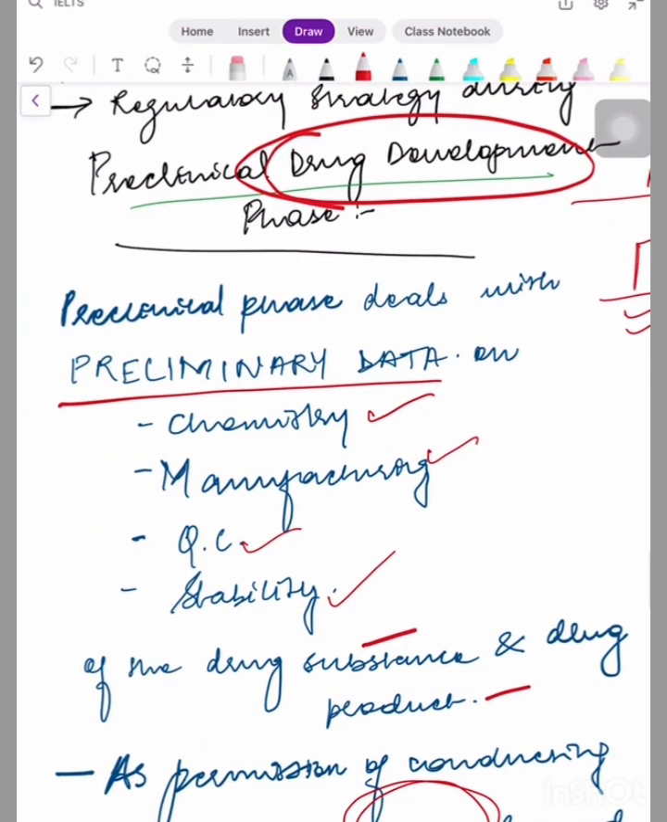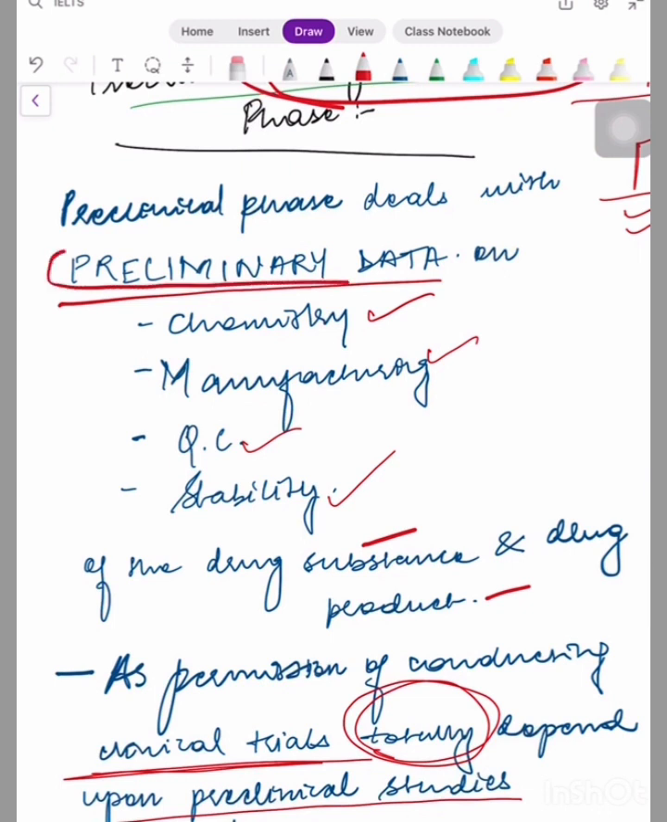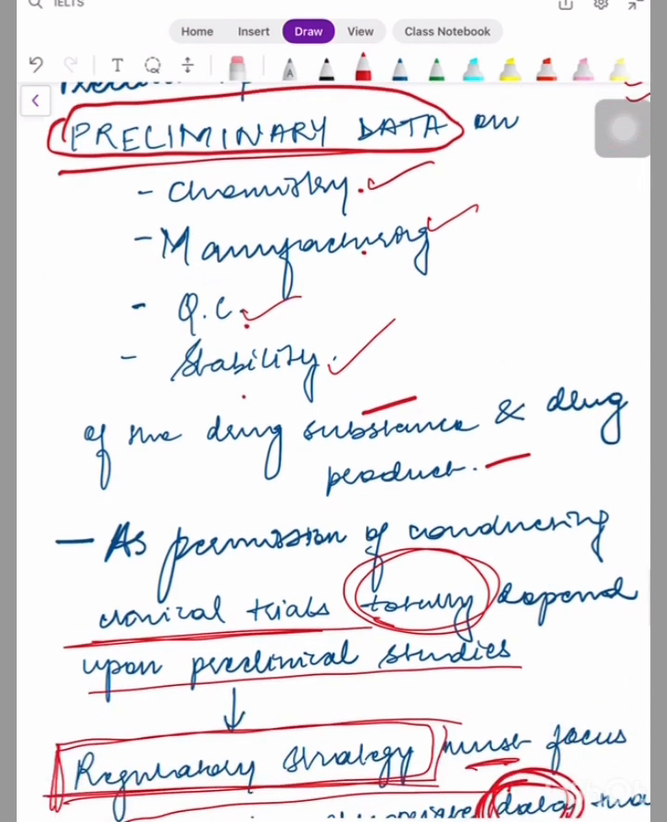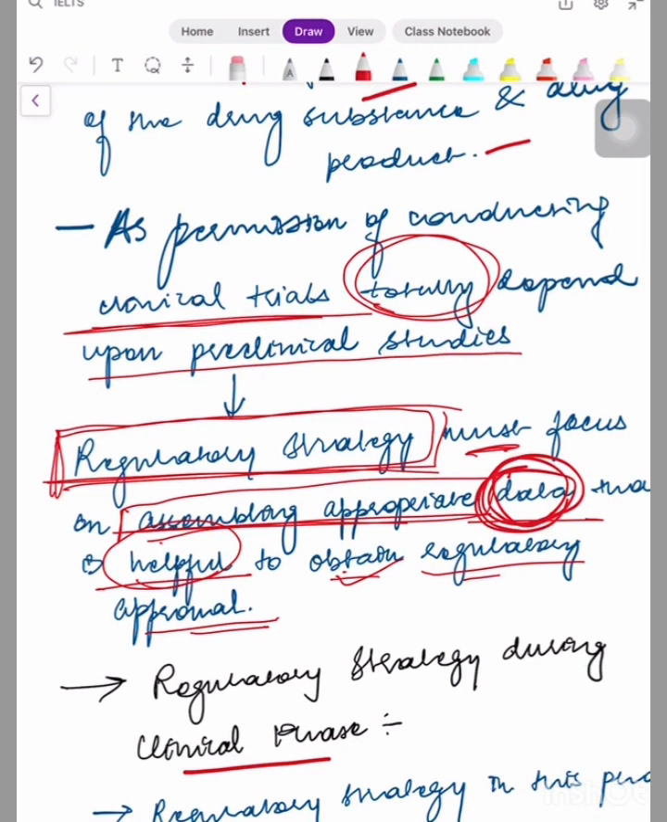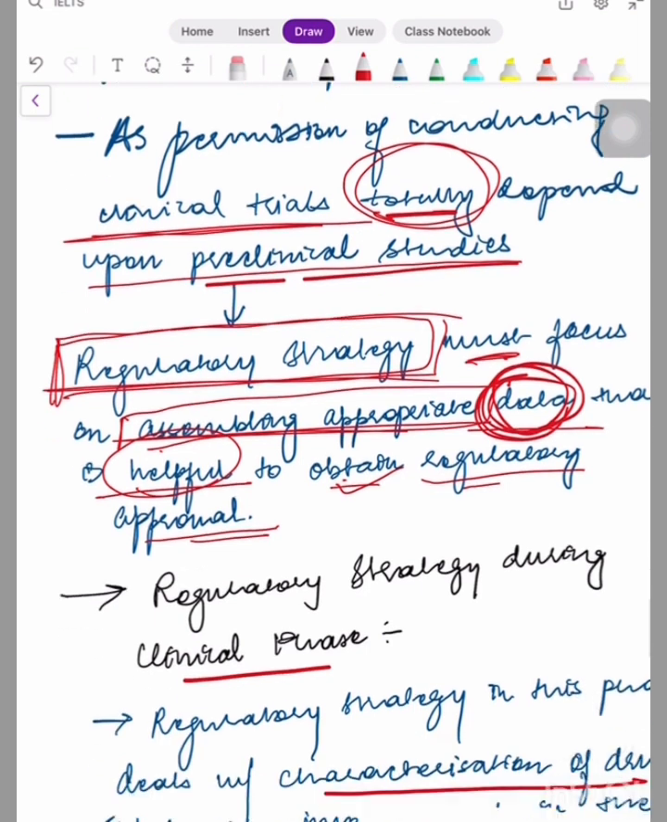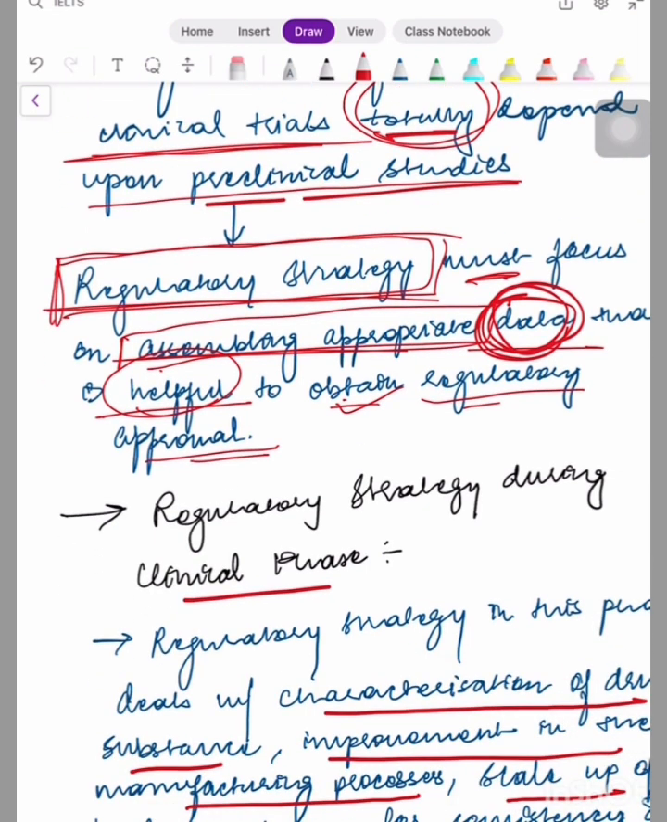So the preclinical phase deals with the preliminary data on chemistry, manufacturing, QC, and stability, because the drug substance and drug product, as the permission of conducting clinical trials totally depends upon the preclinical studies. Therefore regulatory strategy, because if you mess up right here, your drug which could have reached human patients but failed in the animal trials itself, then the project is gone. So regulatory strategy must focus on assembling appropriate data.